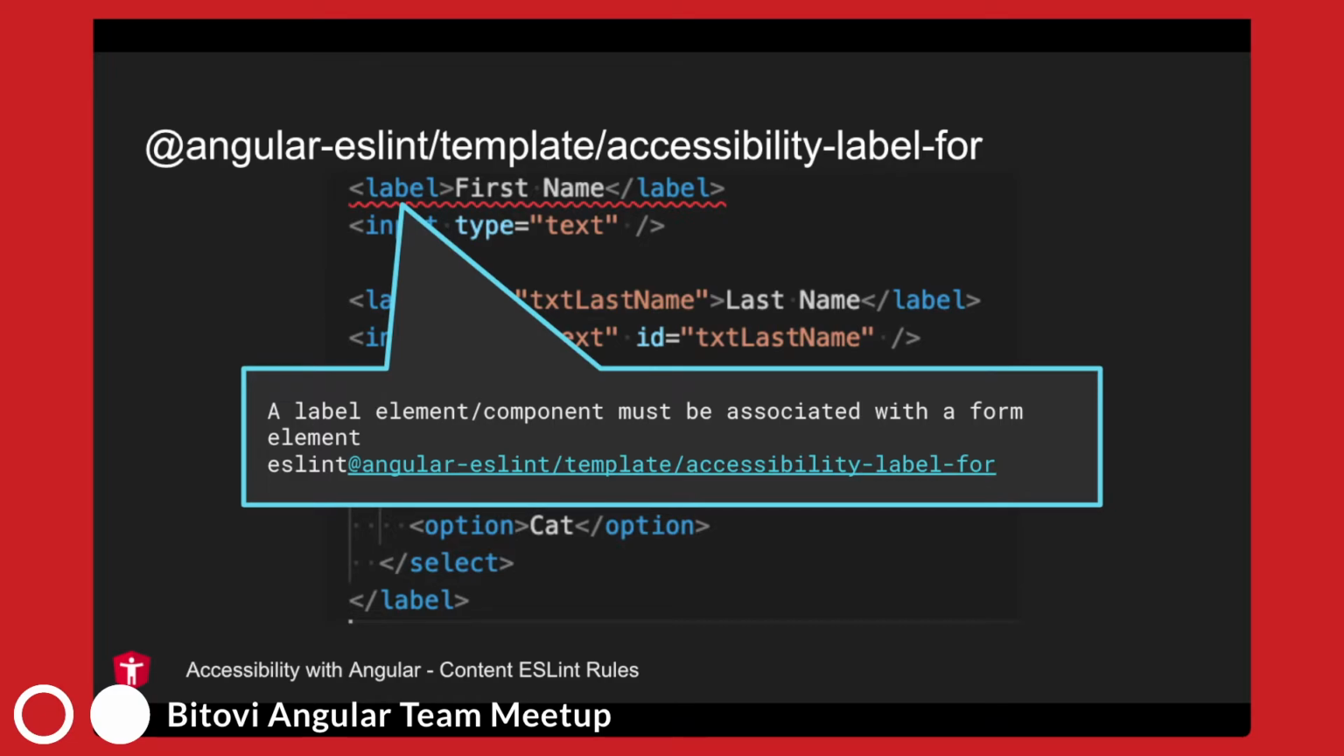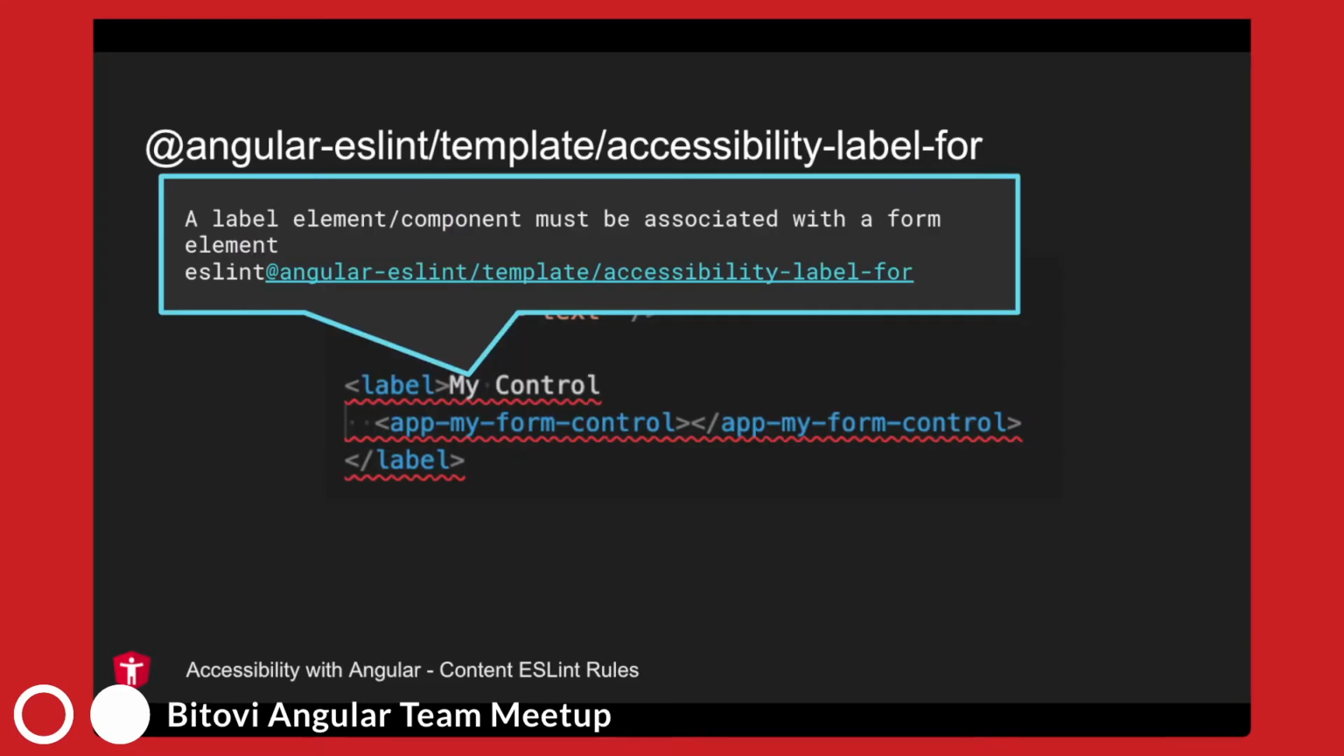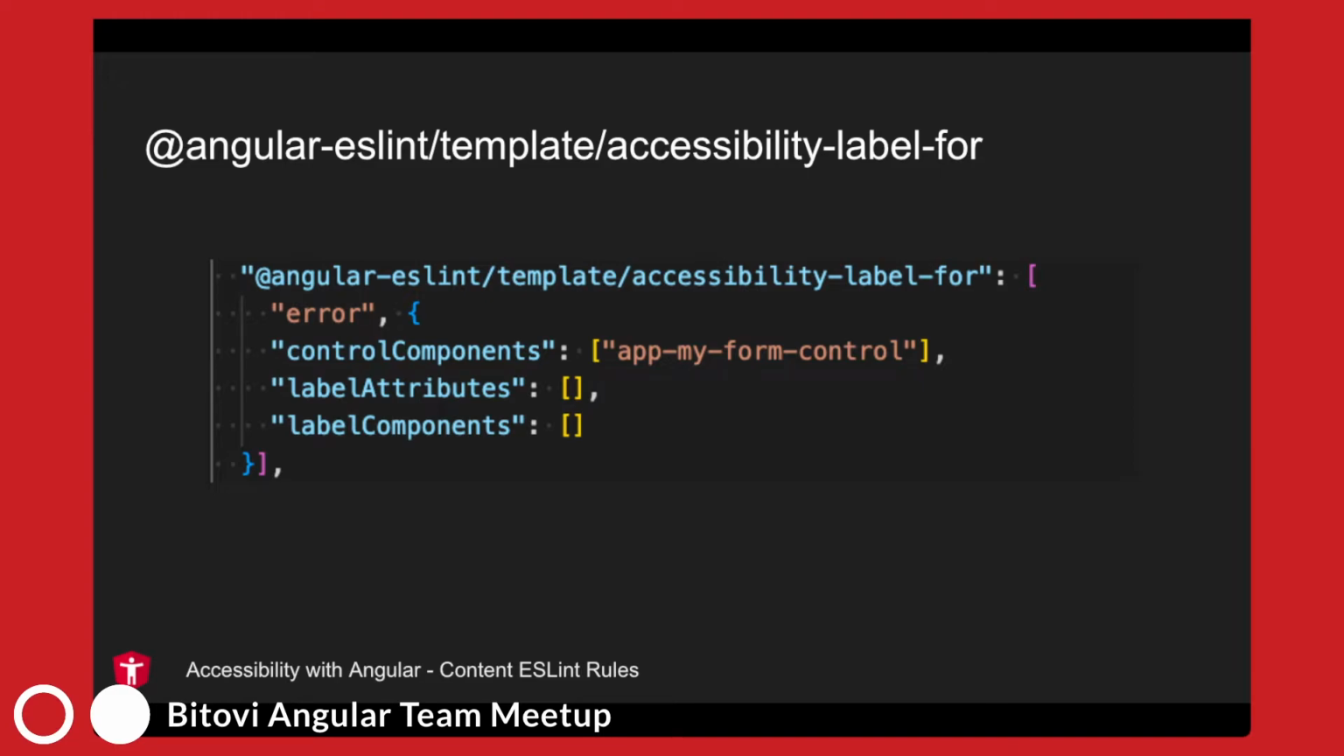So in Angular, you may be making your own components that serve as form fields. So you would find, for example, here, my form control. This rule is not aware that it's a form control, so it doesn't satisfy the rule, and you end up with an error. So the way around this is to update your ESLint config for this rule, and we have 3 configuration options. The first one, control components, is an array of strings for elements that the lint rule should treat as form controls. So in this case, I've just added app-my-form-control so that it will recognize that that's a valid form control.